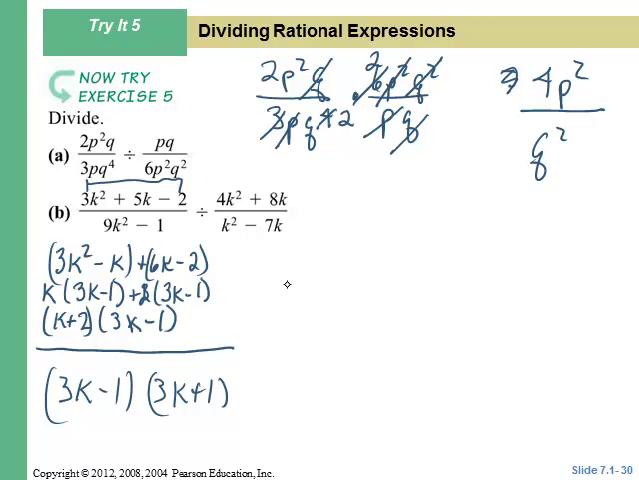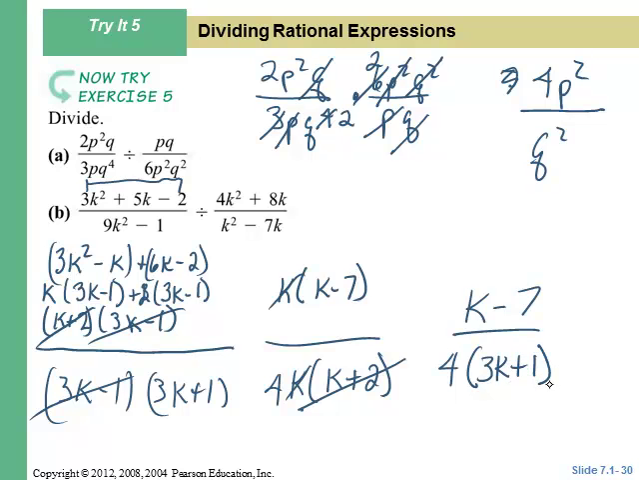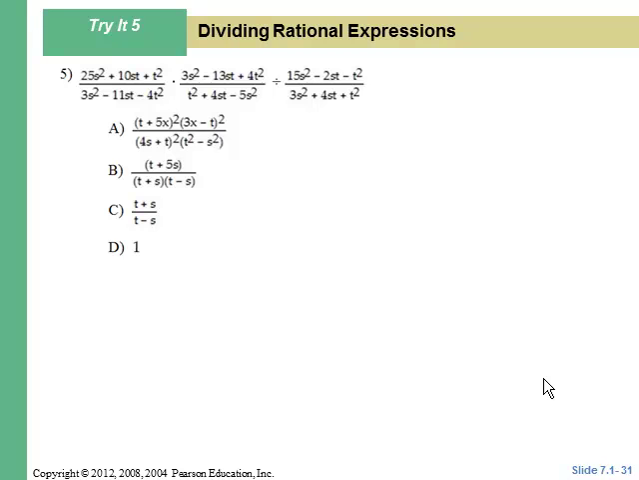Okay, let's switch the numerator and denominator here. So this is k parentheses k minus 7. This is 4k parentheses k plus 2. Okay, k plus 2's cancel. 3k minus 1 cancel. K's cancel. K minus 7 over 4 times 3k. All right. Ooh, a triple bogey.